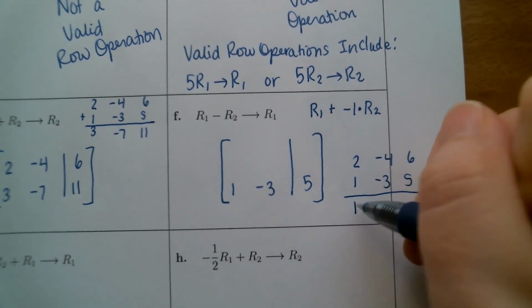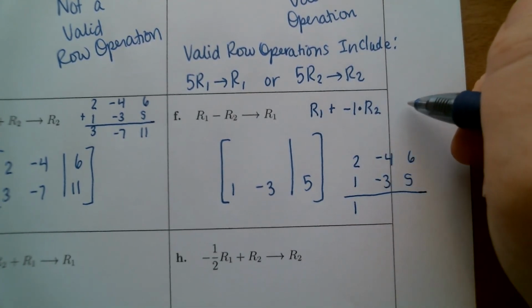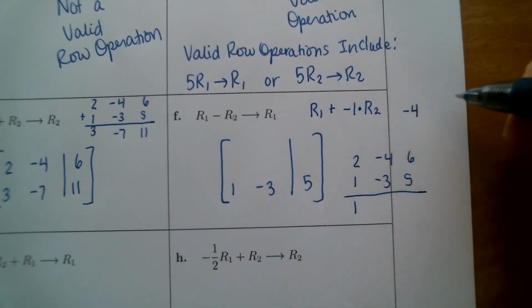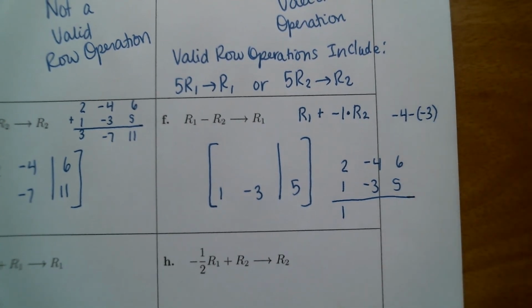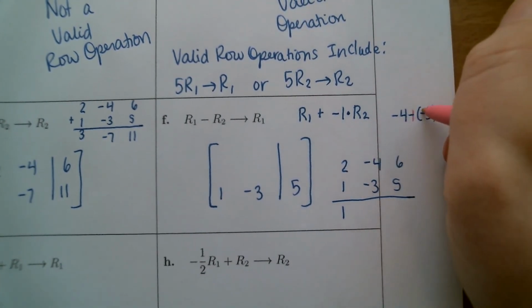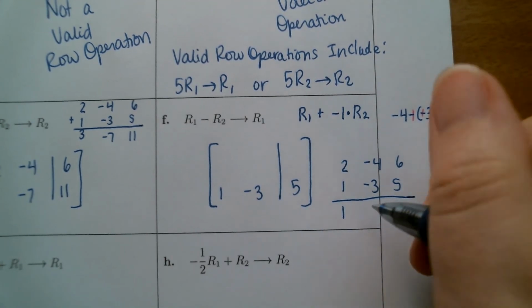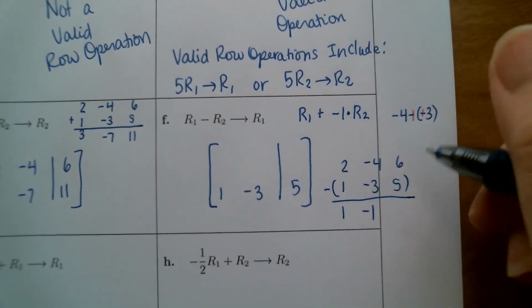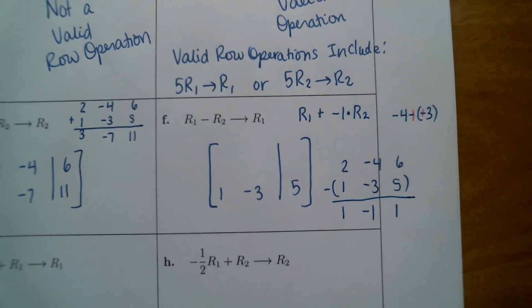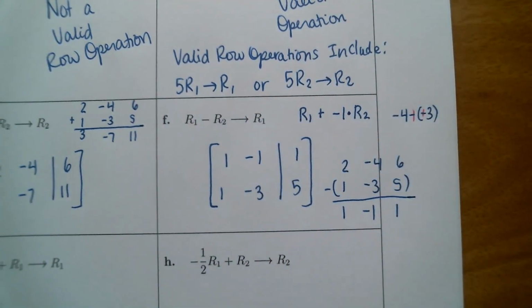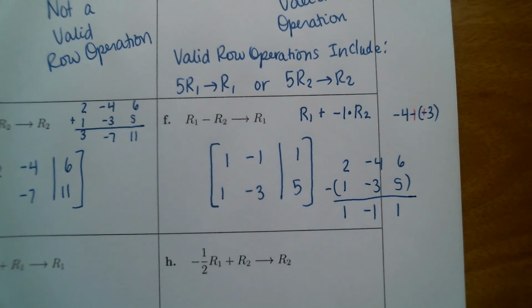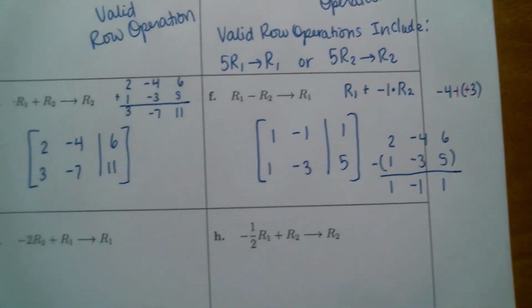2 minus 1 is 1. -4 minus -3: minus a minus becomes plus a positive, so that's going to give you -1. And then 6 minus 5 is 1. So this is going to be your new first row. There's your new matrix. You are going to do a ton of subtracting a negative. You've got to be careful with your signs.